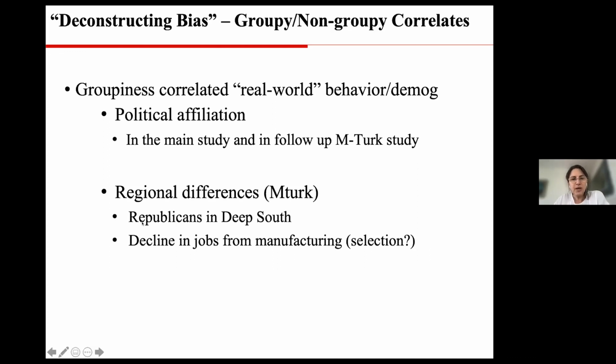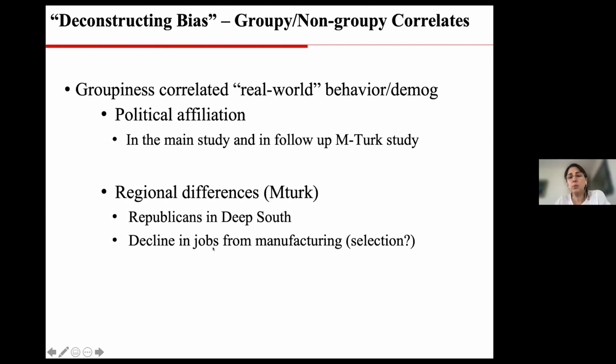So when we look across the regional differences and the political differences, you can cross those: Republicans in the Deep South, Democrats in the Deep South, et cetera. Republicans in the Deep South had a greater tendency to be groupie than any of the other combinations, relative to Republicans in the Northeast, for example. So that's where we get my South Carolinians who are waving their Confederate flags.